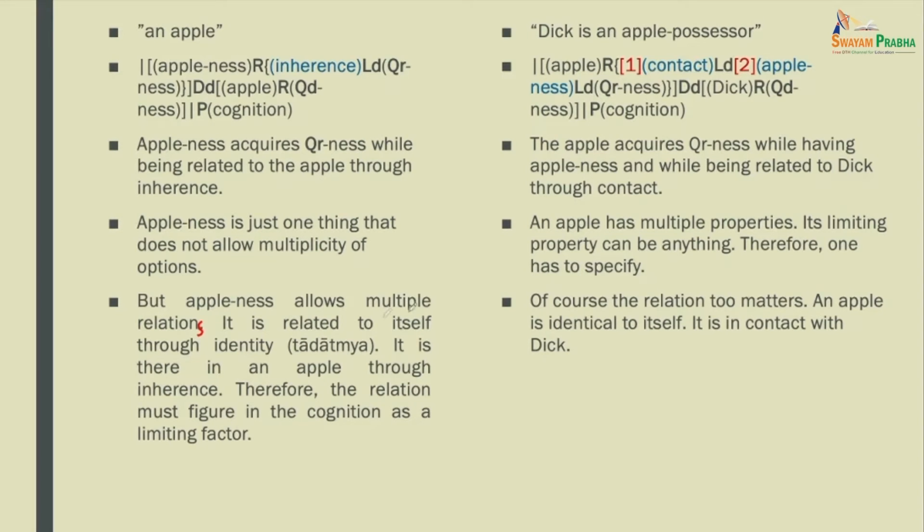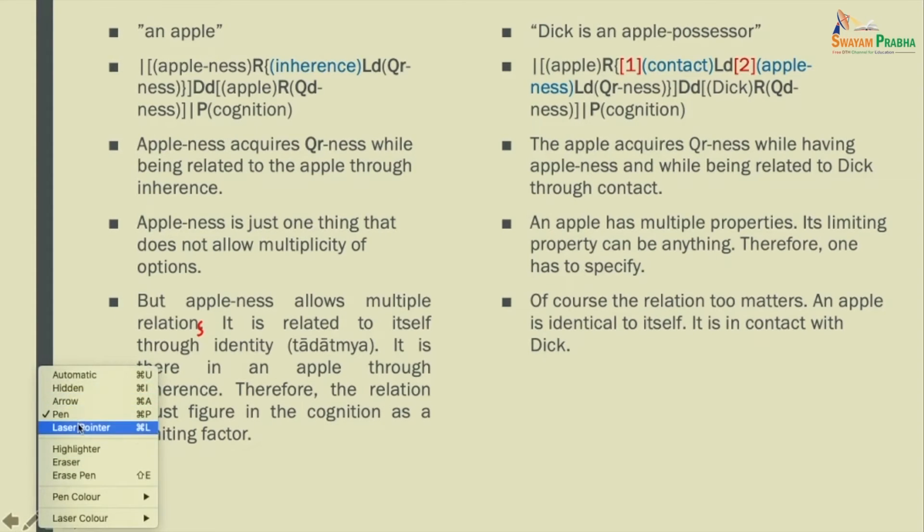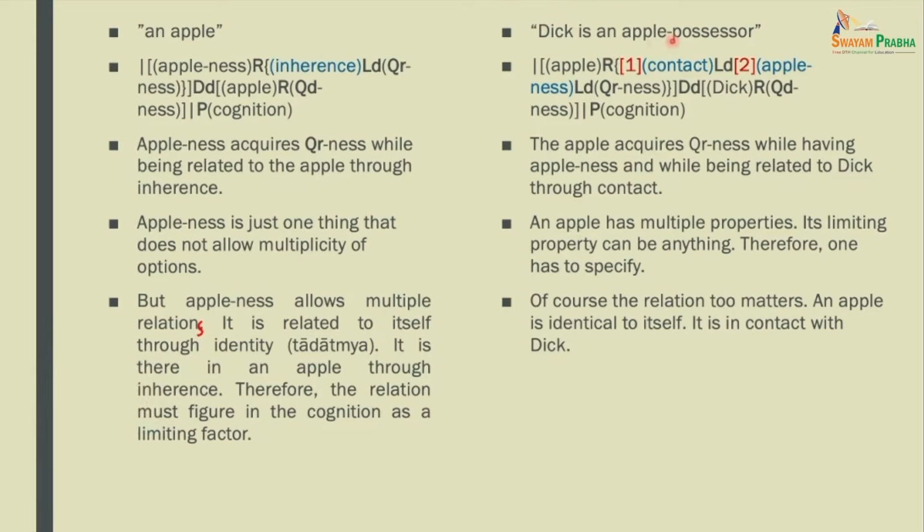But that is not the case here. That is not the case in as far as this cognition is concerned. That is, Dick is an apple possessor. Here, this qualifierness, which resides in the apple, which is the qualifier, has got two limiting aspects or factors. One, a relation, and the other one, the property appleness. It is because the apple acquires or gains qualifierness while having appleness and while being related to Dick through contact.